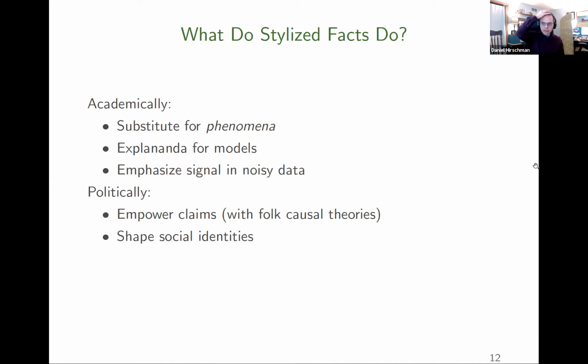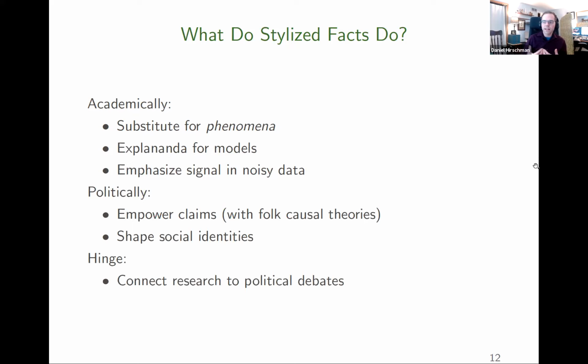But politically, I think stylized facts also travel out and empower various kinds of political claims. You see actors mobilizing around them, often linked up with causal theories that may or may not have anything to do with how social scientists think about those same relationships. We can even see them reshaping social identities, as we see with, for example, the movement to create a calendar around equal pay day.